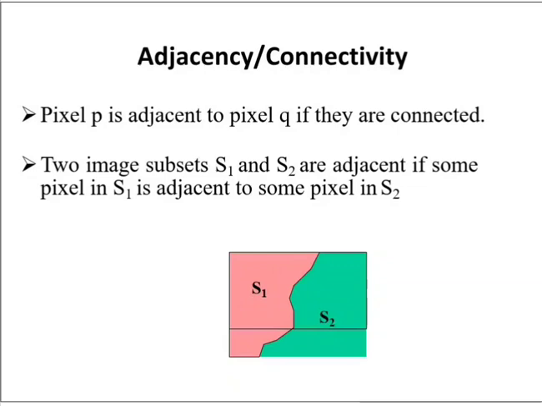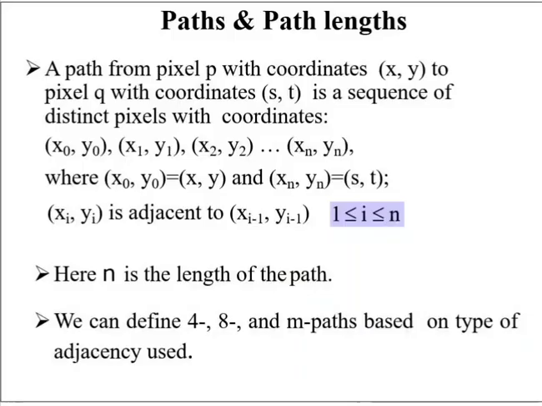If P and Q are pixels of image subset S, then P is connected to Q in S if there is a path from P to Q consisting entirely of pixels in S. For every pixel P in S, the set of pixels in S that are connected to P is called a connected component of S. If S has only one connected component, then S is called a connected set.